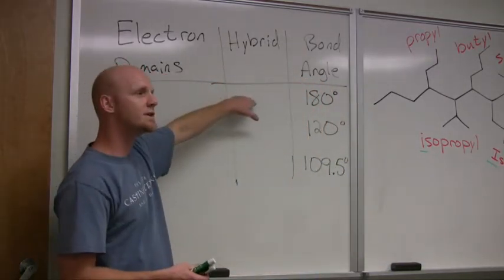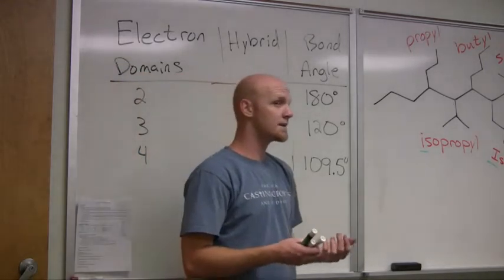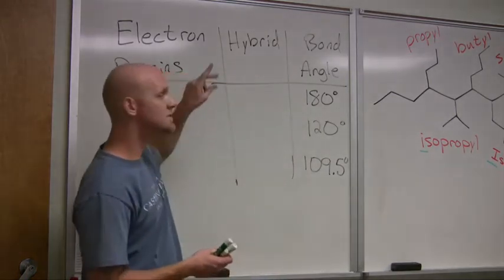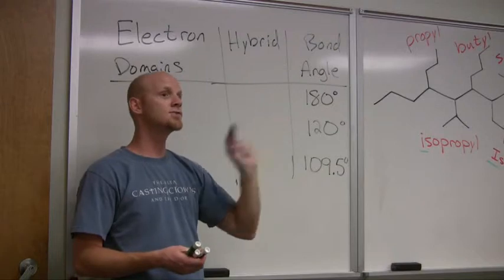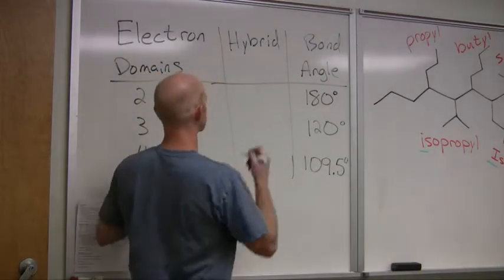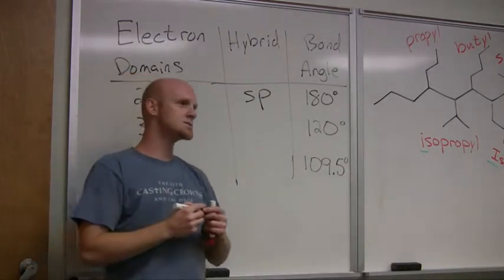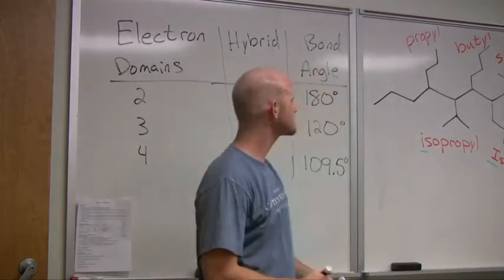To make hybrid orbitals, you're actually mixing multiple types of orbitals, typically in organic chemistry, s's and p's. If you've got two electron domains, you need two hybrids. To make two hybrids, you have to mix two atomic orbitals, an s and a p. We just call those hybrids sp hybridized. And magically, those two sp hybrid orbitals we create point 180 degrees apart.